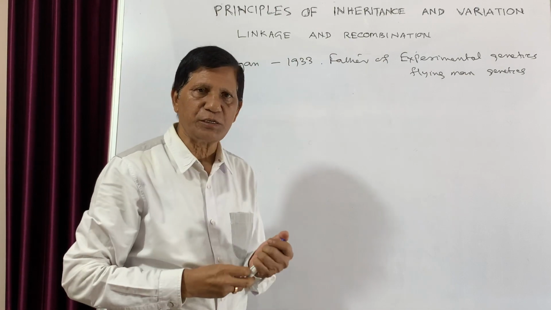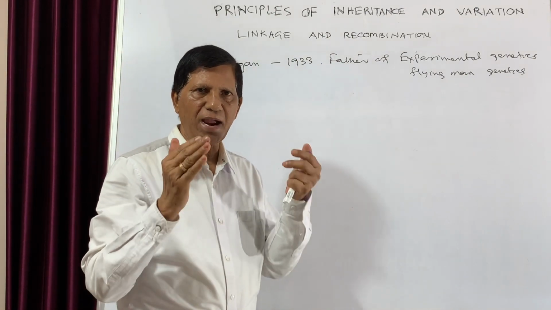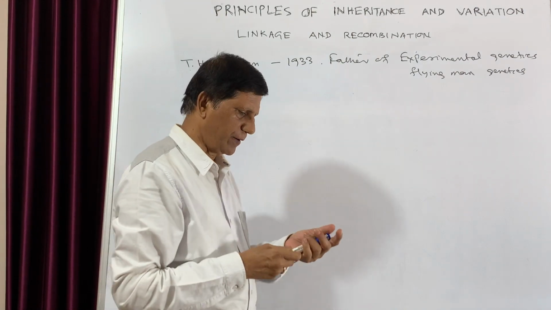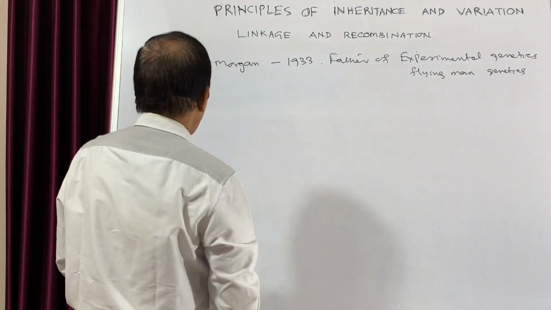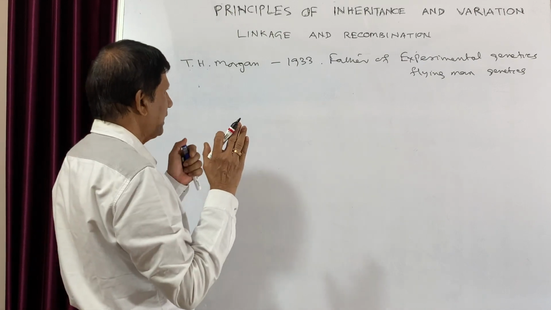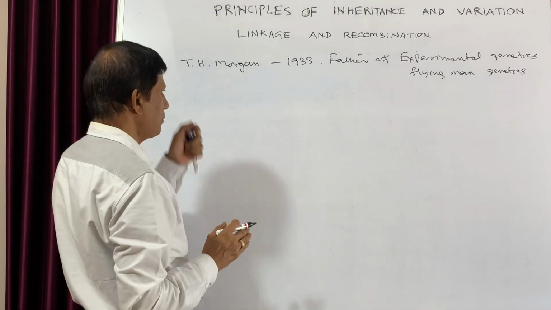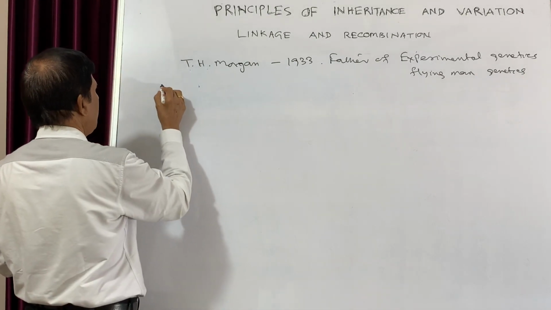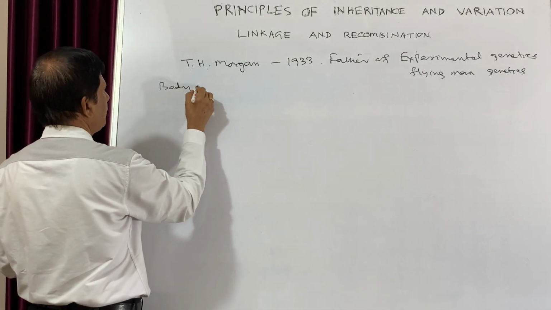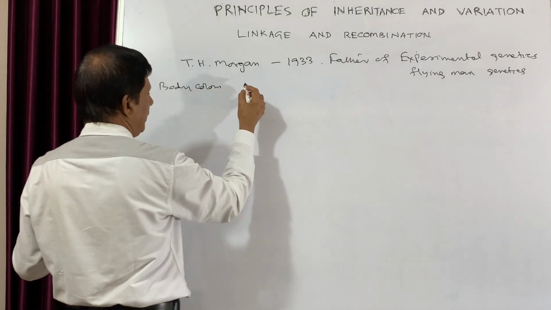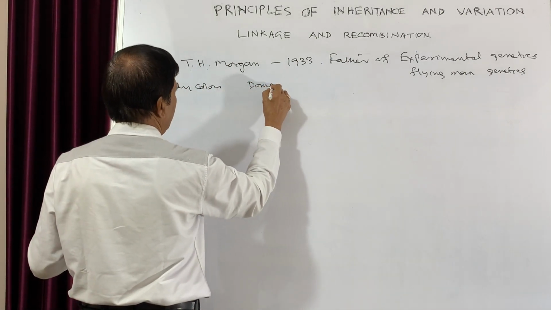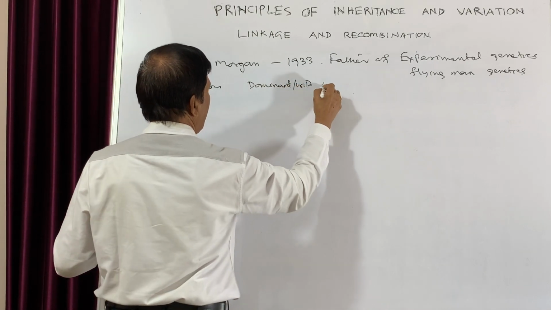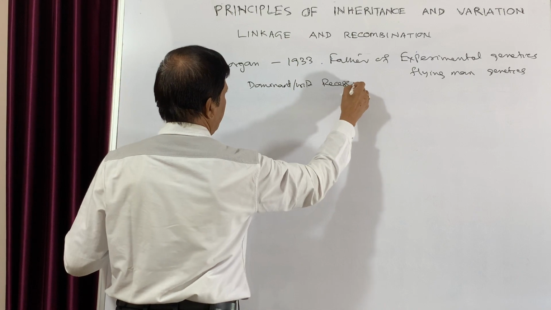So what is his experiment which gives some idea regarding linkage? Let us discuss what the experiment is. Drosophila was taken for the experiment by T.H. Morgan, and he selected some characters. The characters are, first, body color, then the dominant character, or we can call it wild type, and the recessive character.